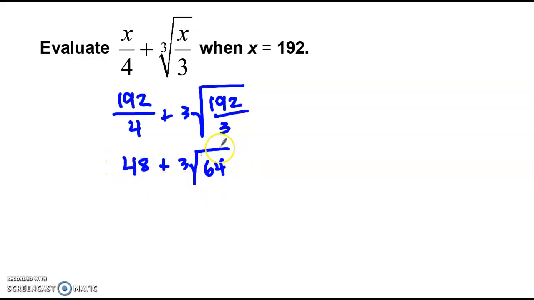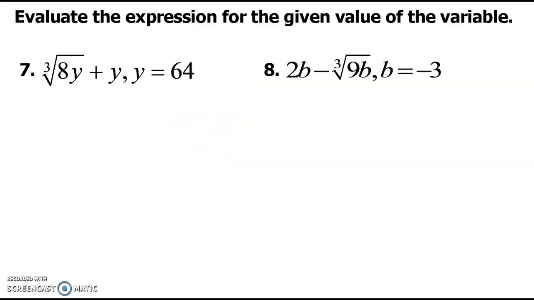So now we're just left with finding the cube root of 64. What is that? Good. If you said 4, good job. And we just have 48 plus 4. So that's going to give you 52. So go ahead and pause the video and try these 2 problems on your own. Let's see how you did.